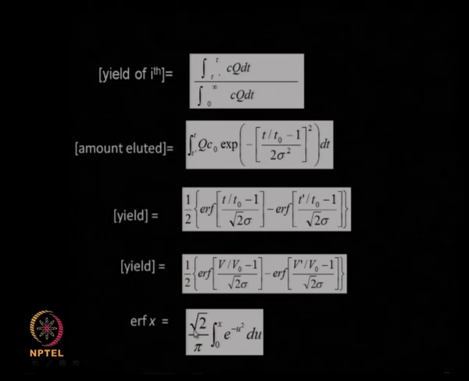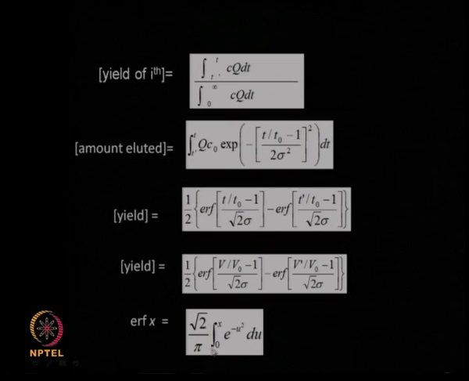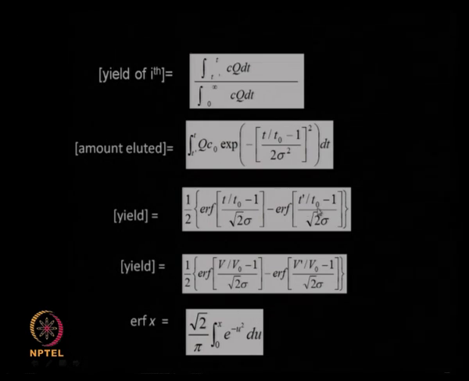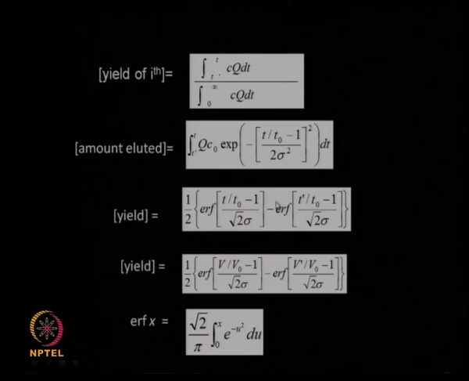Error function is nothing but square root of 2 by pi integral 0 to x e to the power minus u square du. So we can get values of this in tables for different values of x. For different values of x we can get this integral, we can substitute here and here as well. So the yield of the ith component, if you are looking at it between time t dash and t, and if the peak is coming out at t naught, is given by this relation.